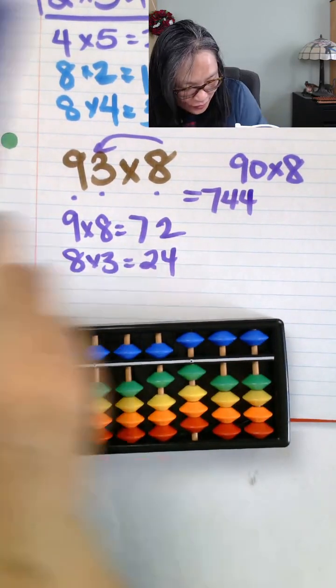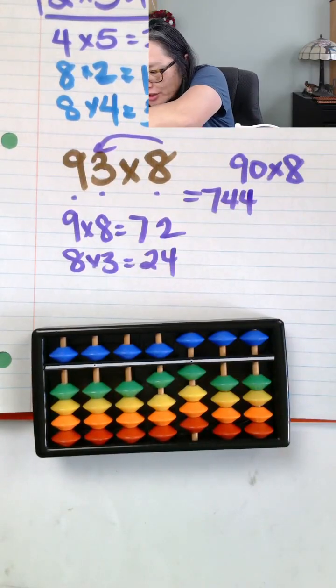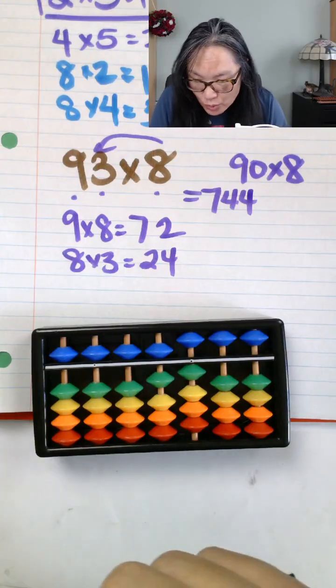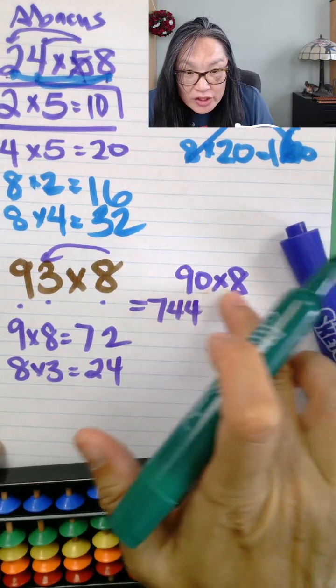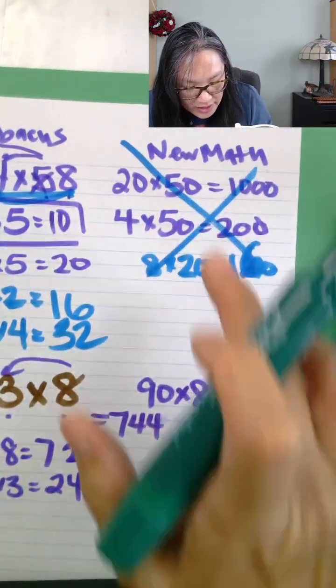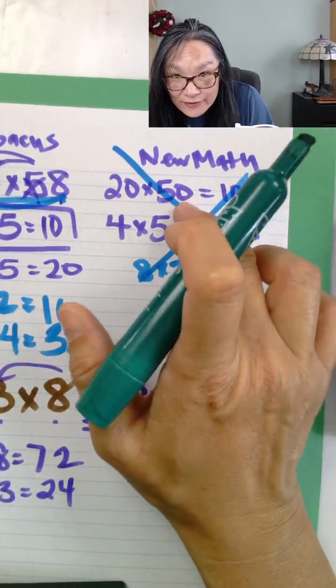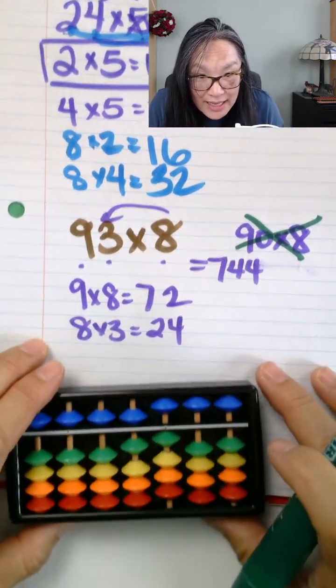I will go slow too, right? So we can do another one. We'll do another one. We can do 3 digits times 1 digit. That would be easy. So now you understand, right? You understand this, right? We don't need to do 90 times 8. We don't need to do 20 times 50. We don't need to do any of that. We just need to know our multiplication fact. That is all we need to do.